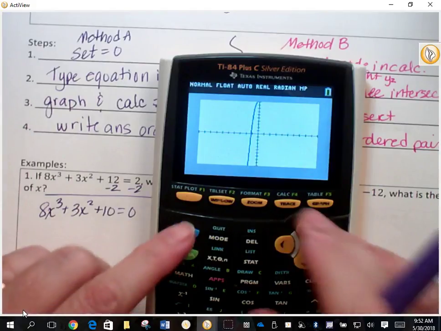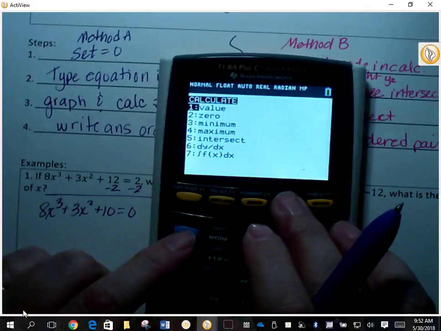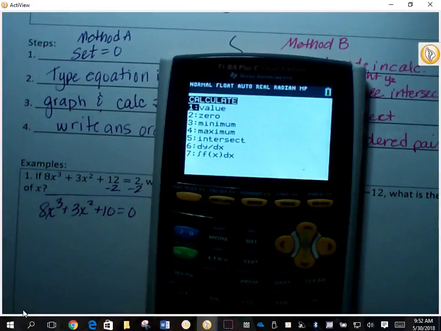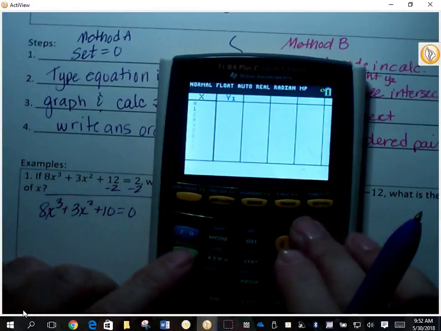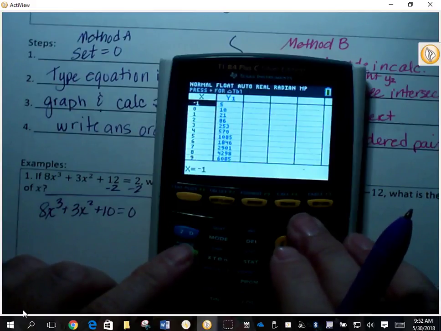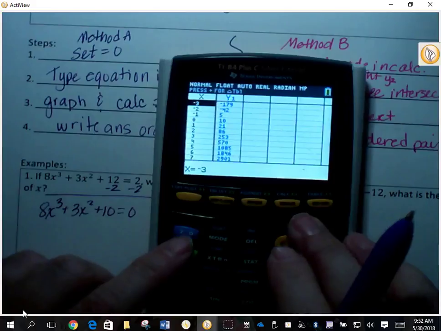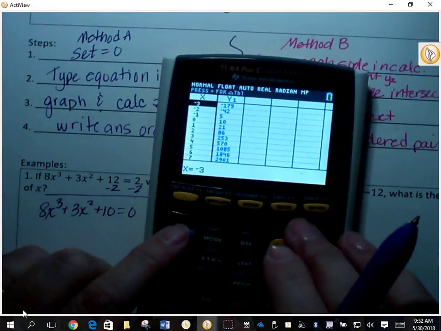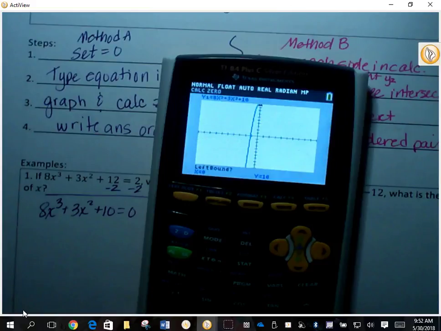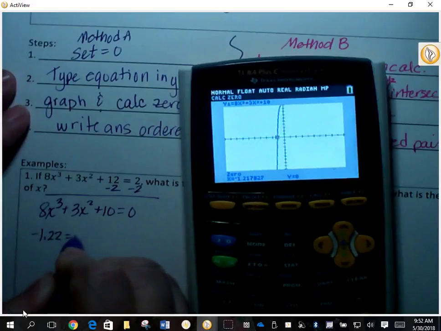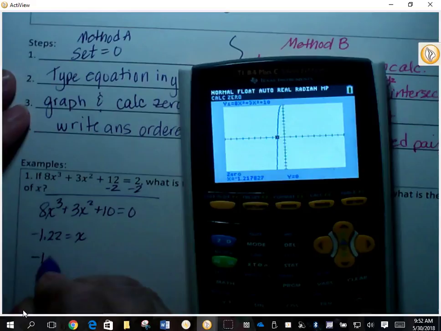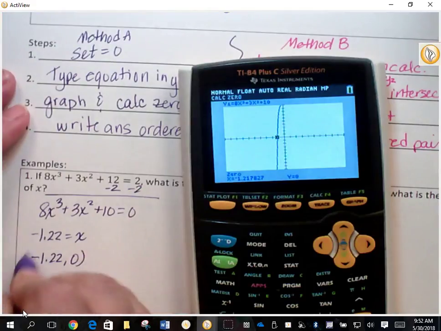Interesting, but okay. So I want to find where it intersects. So I go to 2nd calc, I'm looking for the zero. Looks like it's between -2 and -1, but I'm going to check that on my calculator. At -1 it's positive, at -2 it's negative, so indeed that's where it crosses. So between -2 and -1, and my guess is -1.22. That's what x is. So our ordered pair is -1.22 and 0.